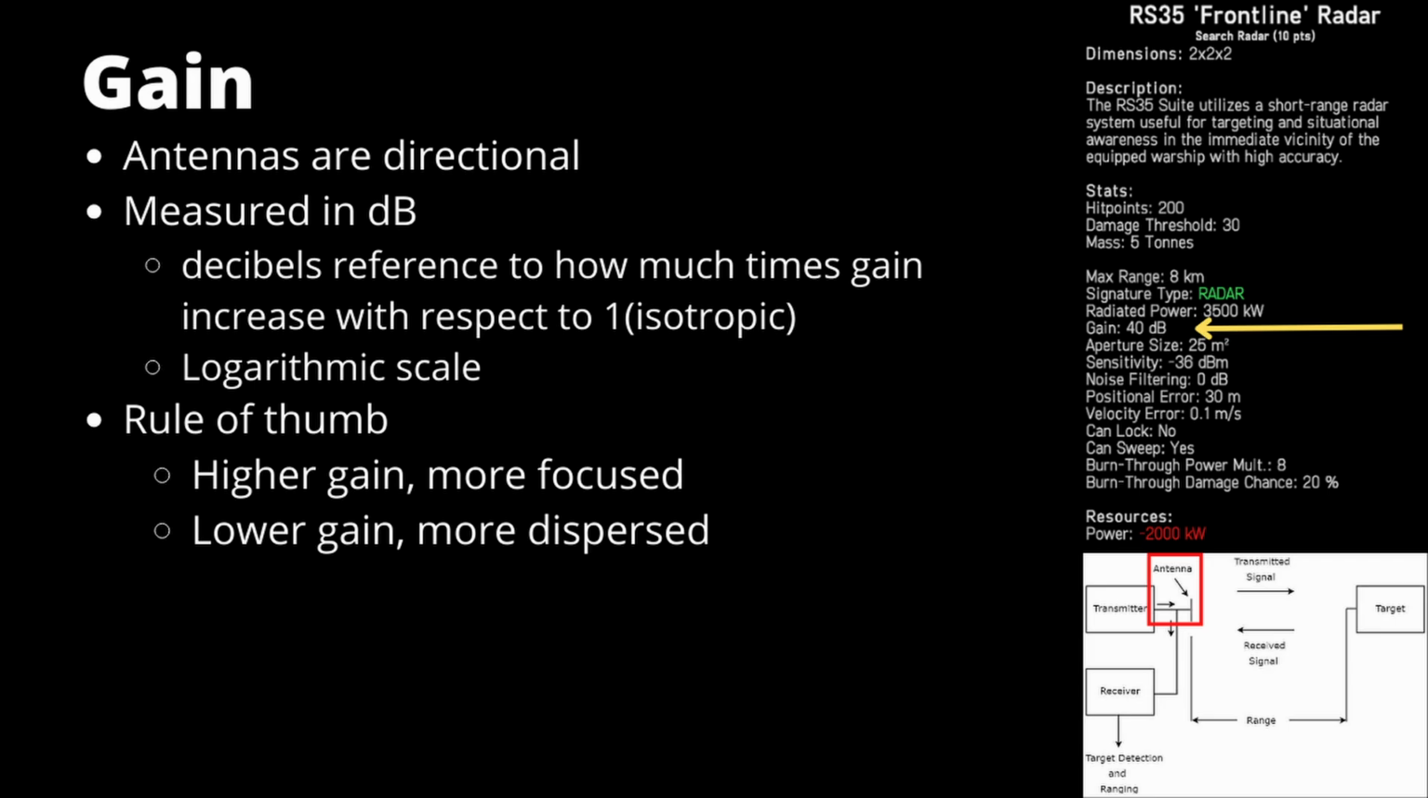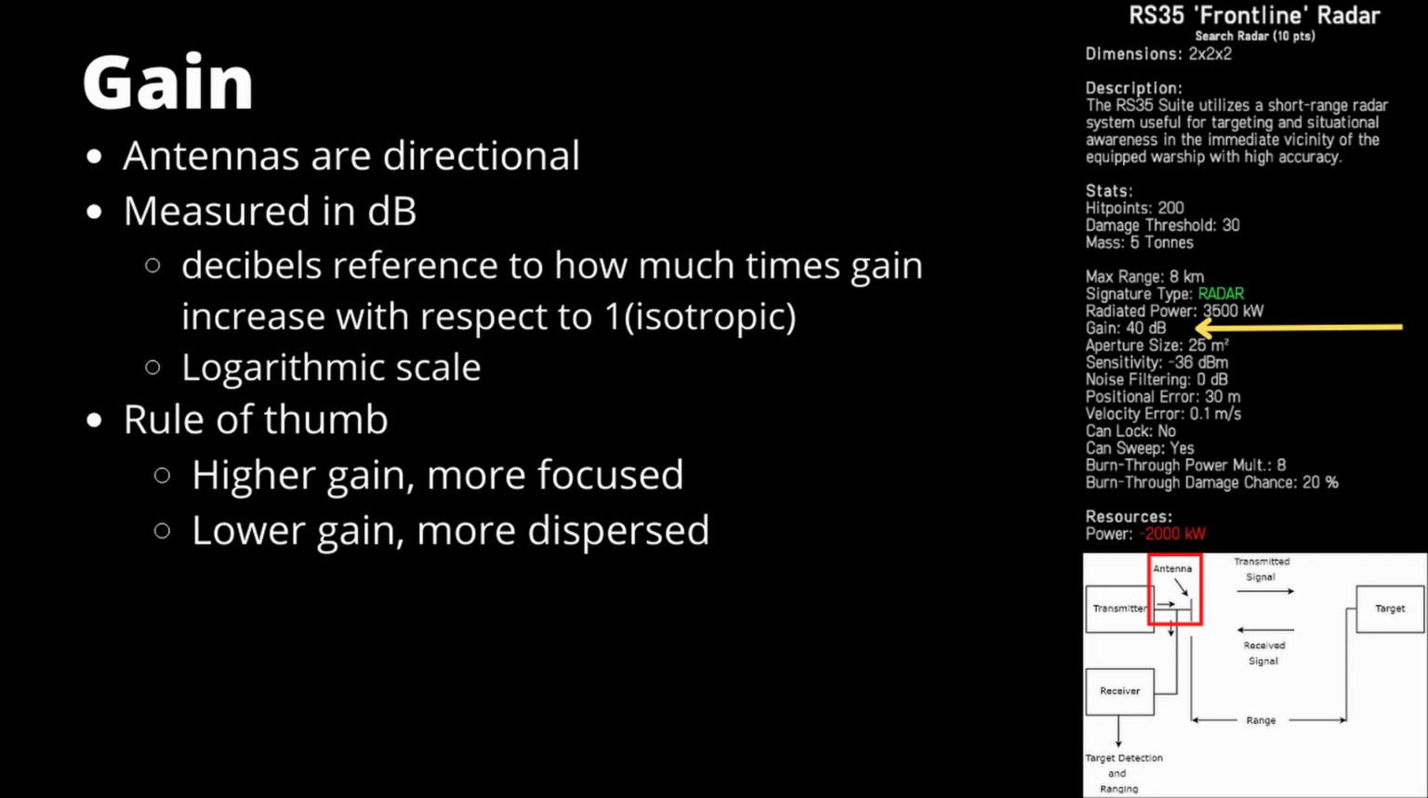Antennas by their nature and use are generally directional. And so gain represents how focused or directionalized that radiated power is. This is measured in decibels, being dB. And so the decibels reference to how many times the gain increases with respect to 1, and 1 being the isotropic nature. So the gain will never be 1 and it will always be at least 3. So the higher the gain, the more focused an antenna is going to be. And gain increases on the logarithmic scale. So as a rule of thumb, the higher the gain, the more focused and powerful a transmission will be, with the lower the gain being more dispersed.